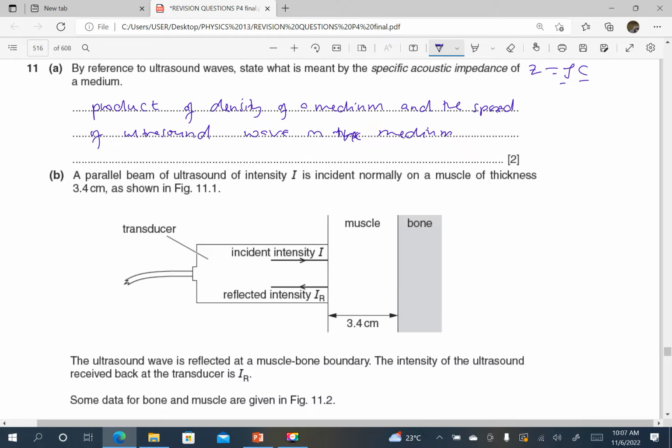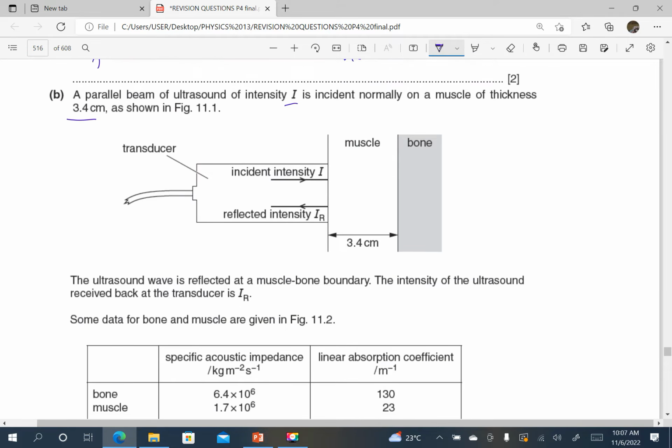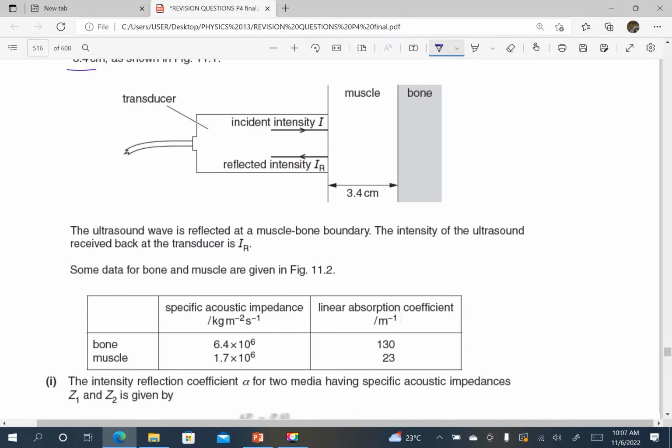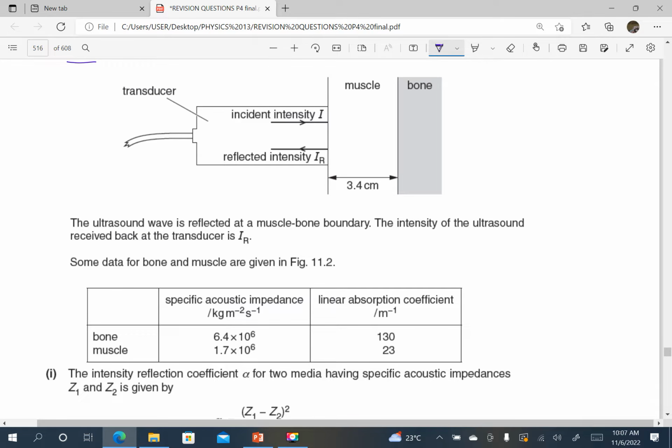A parallel beam of ultrasound of intensity I is incident normally on a mass of thickness 3.4 centimeters, as shown there. The ultrasound wave is reflected at the muscle-bone boundary. The intensity of ultrasound received back at the transducer is IR. Some data for bone and muscle were given: the specific acoustic impedance Z values for bone and muscle, and the linear absorption coefficients, that is mu.